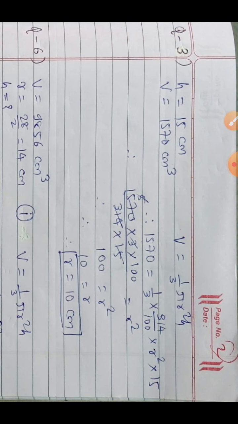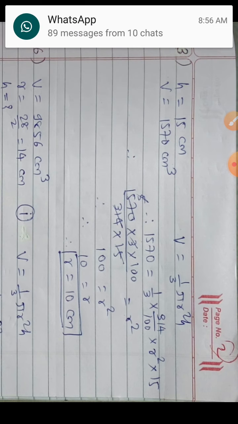Look at number 3. H is 15, V is 1570, R is equal to question mark. So the volume formula is used. Whatever is given, its value is placed at the particular position only. So V's value is placed at V's place and H's value at H's place. R is not given, so we keep R square as it is.